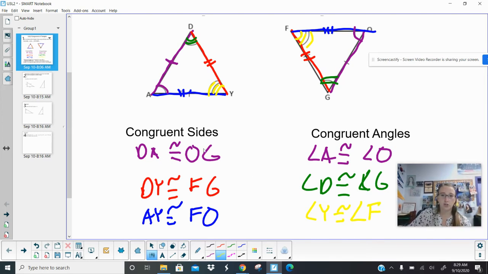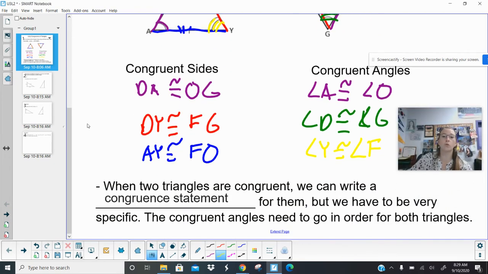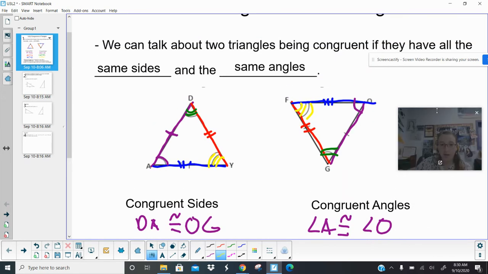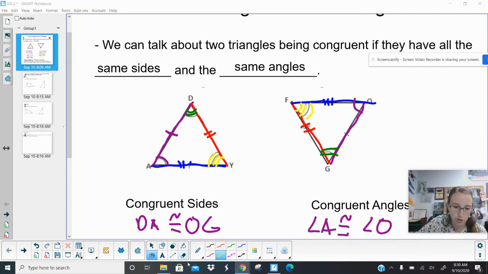So because this is true, we can write what's called a congruence statement. Because these 2 triangles have all 3 sides congruent, have all 3 angles congruent, we just have to be very careful and be very specific how we write the congruence statement. The congruent angles need to go in order. So we have options. I can put, for my first triangle, I can put it in any order I want to. It doesn't matter, you can choose.